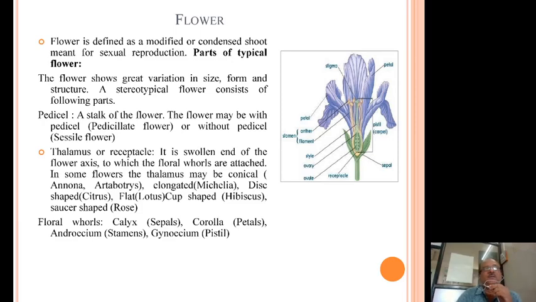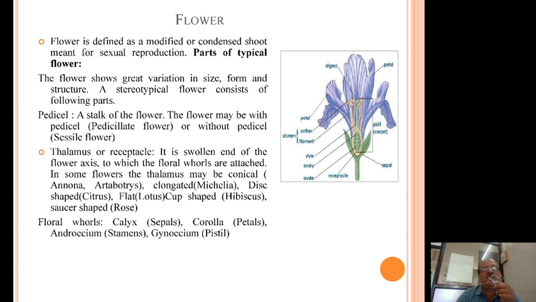We'll start with a new chapter, that is the study of flower. Starting with the definition that flower is a modified or a condensed shoot for sexual reproduction. Now, what is the meaning of modification or modified? So, any type of modification is a change in structure because of change in function.